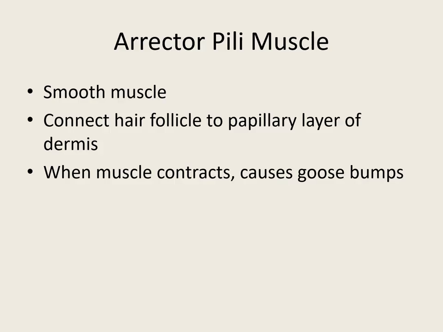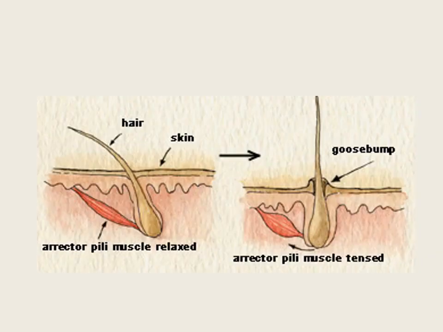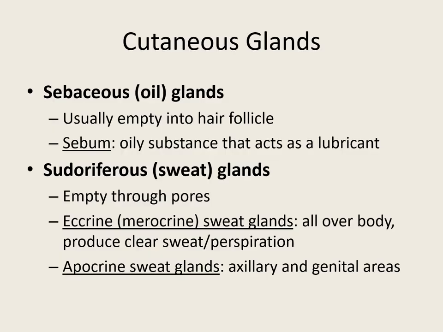So that arrector pili muscle, it is a smooth muscle, so you do not have control over it. And like I say, that's what causes goosebumps. So you can see when it's relaxed, the hair is laying down. When it contracts, it pulls that hair up. What that does, it's kind of a leftover survival mechanism. It makes you look bigger, and hopefully in a scary situation may scare off a predator. If any of you have cats, you're probably very familiar with seeing this if your cat gets startled, that its hair kind of stands on end, its tail looks real big and poofy. It makes it look bigger. Like I say, it's a survival mechanism.